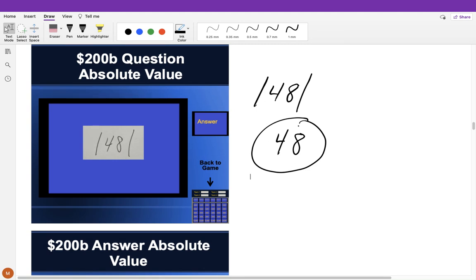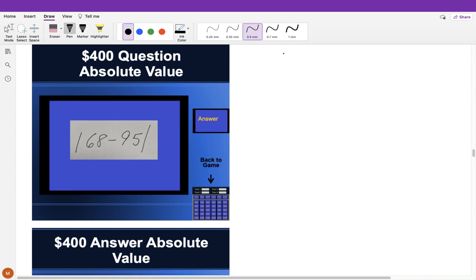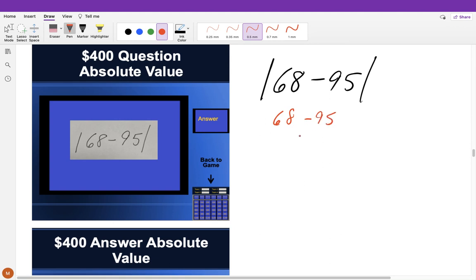What's the distance? Okay, I'll do this problem as well. We can treat the absolute values like a parentheses, meaning we need to do this first. So we need to do what's on the inside first. So I need to do 68 minus 95. Just to rewrite it as an addition problem, you don't have to. But in case this is helping you identify your signs a little bit better, we now see that the signs are different. So I need to subtract.